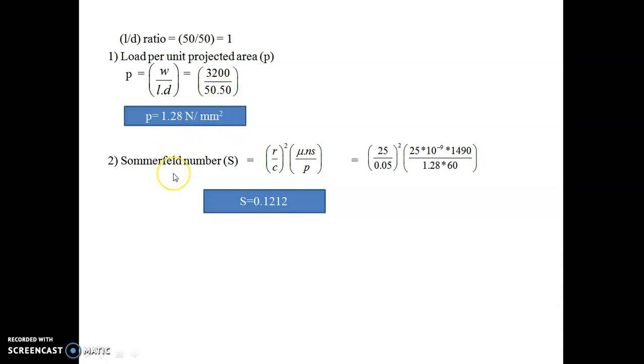Second, the important dimensionless number is Sommerfeld number. S is equal to (R upon C) whole square into mu ns upon P. R is 25, C is 0.05, mu is 25 into 10 raised to minus 9, ns 1490/60, and P is 1.28. So we'll get the value S is equal to 0.121.